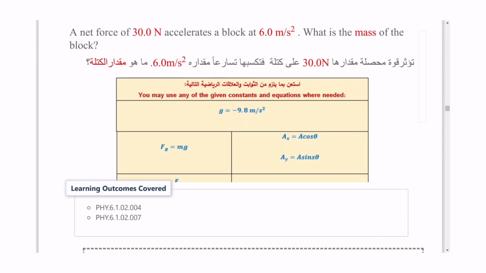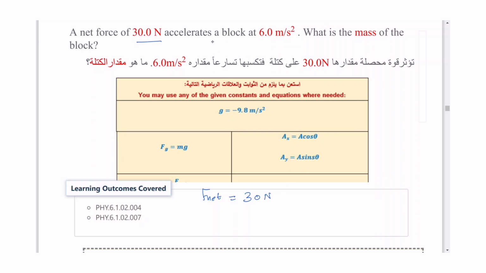A net force of 30 Newton accelerates a block at 6 meters per second squared. What is the mass of the block? So here what is given in this question? In solving every physics numerical problem, we first write what is given in the question. So net force is given. How much is the net force? Net force is 30 Newton. So I will write net force is equal to 30 Newton.